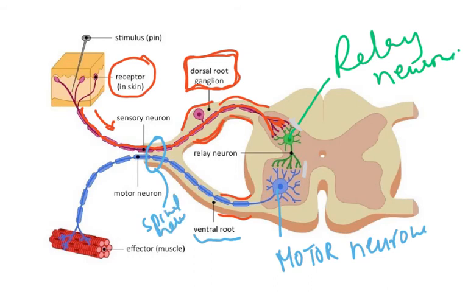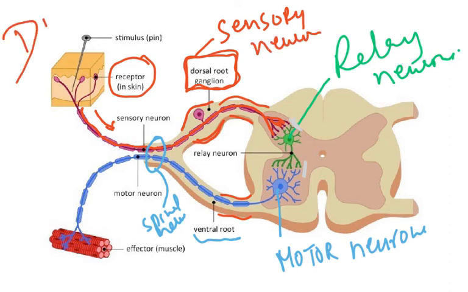So the dorsal root only has the sensory neuron. So it's very easy to remember it. Dorsal root, sensory neuron. The ventral root has the motor neuron, but then they join together and form the spinal nerve. The motor neuron will go to an effector, and this effector can be a muscle or a gland.